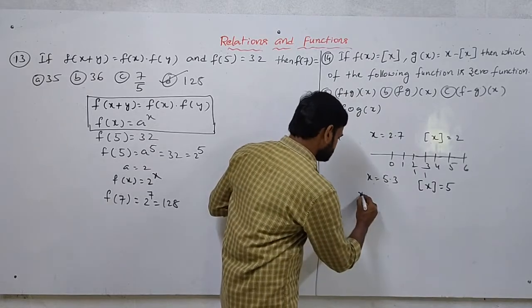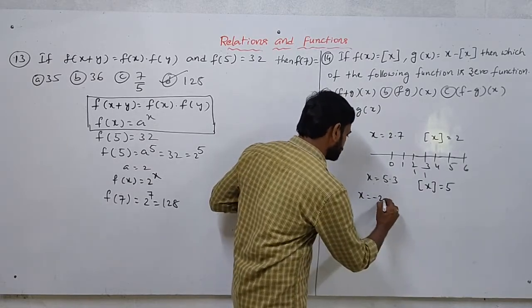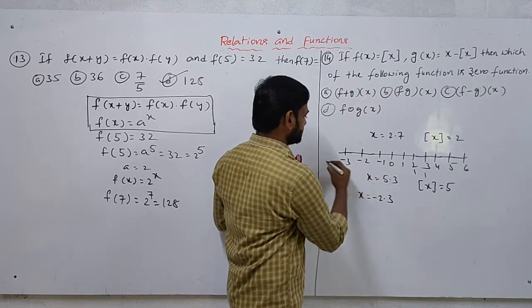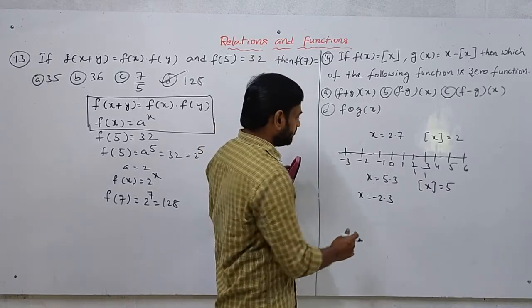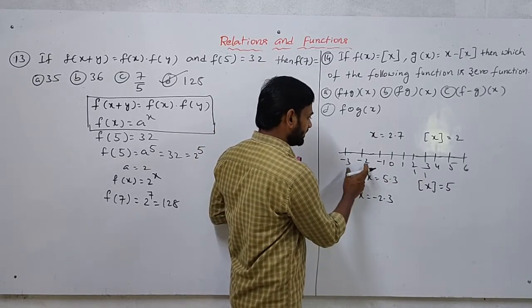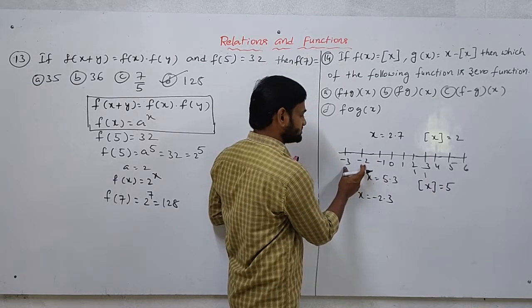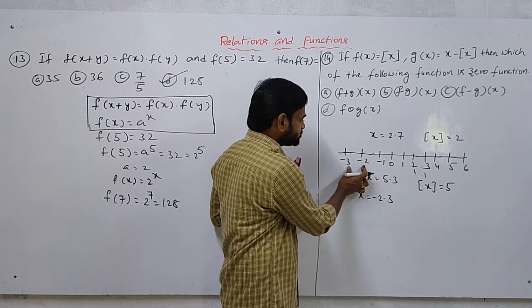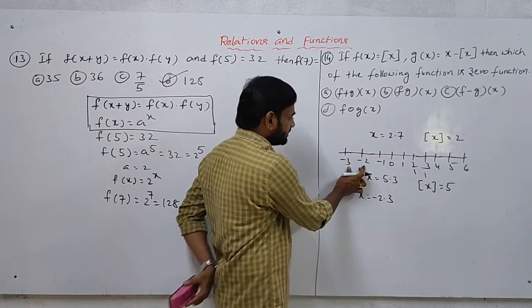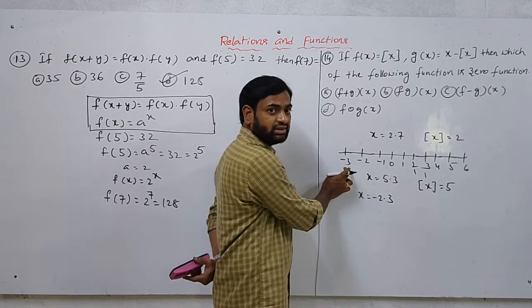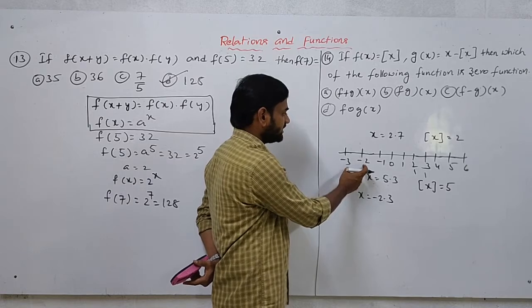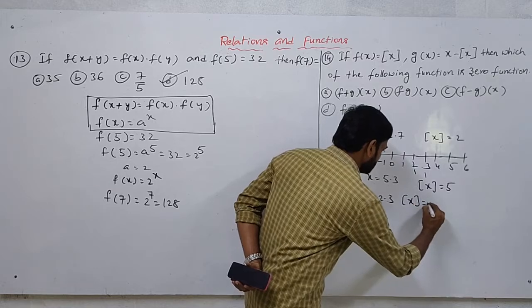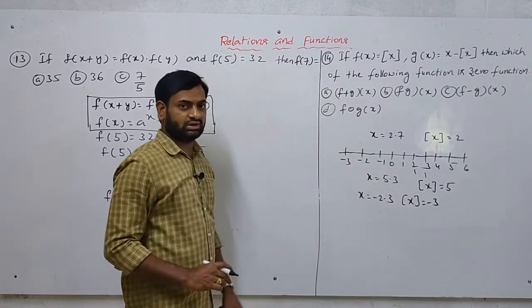Suppose here I take x as negative, that is minus 2.3, on the number line minus 1, minus 2, minus 3. Here minus 2.3 is between minus 2 and minus 3. So in minus 2 and minus 3, the least one is minus 3. So the step x value here is minus 3. That is the step x.